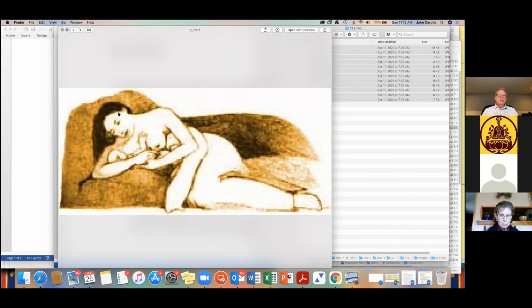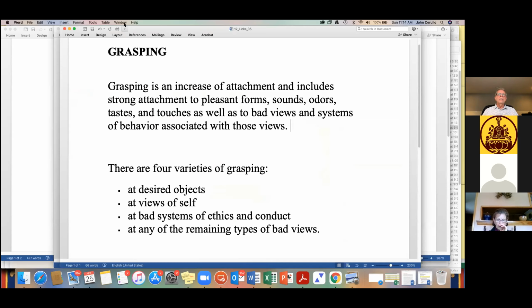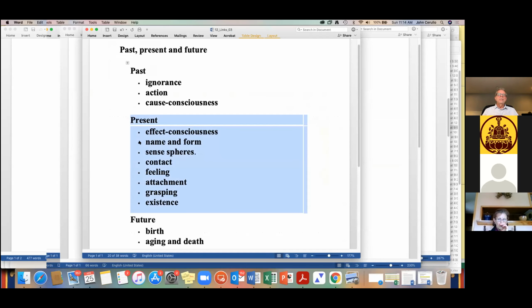Fuzzy picture again, sorry, but this is a woman who just gave birth to a baby. This is the baby over here, cuddled in her right arm. And this is the link of dependent arising of birth, and refers to the point of conception, post-conception, and emergence from the womb. We've now changed the state, and it ties all the way back into moving into a new life.